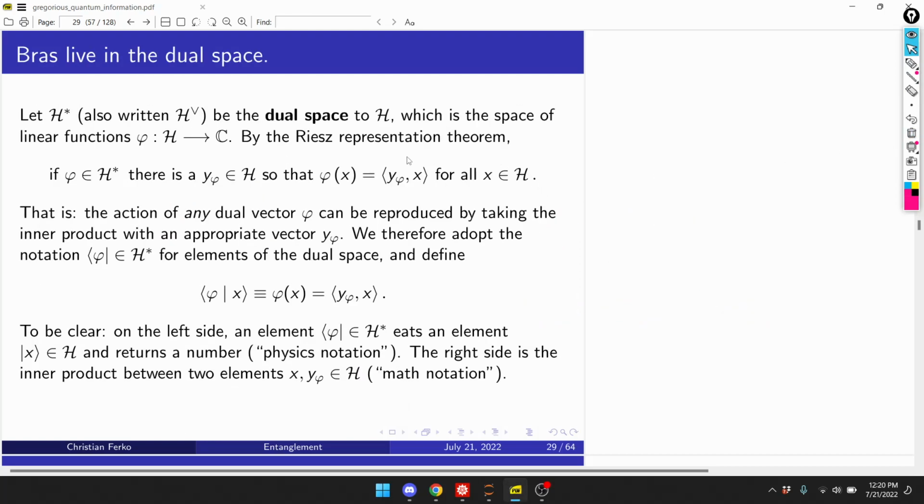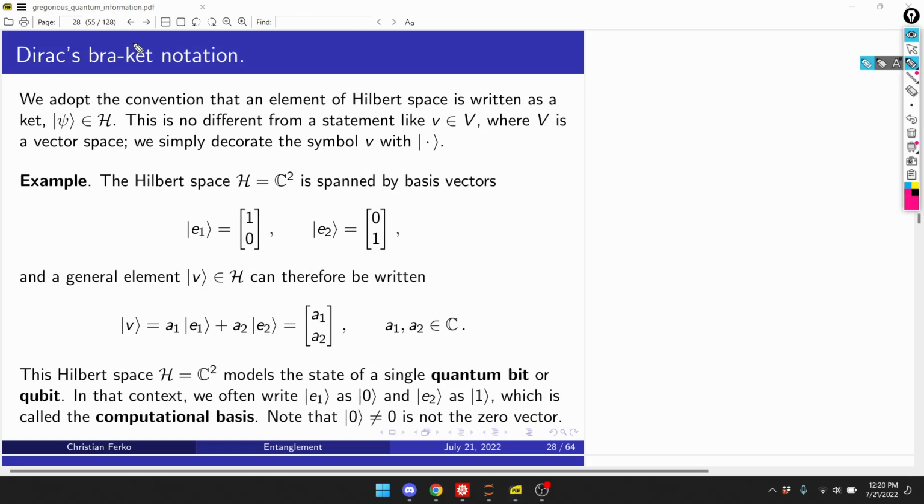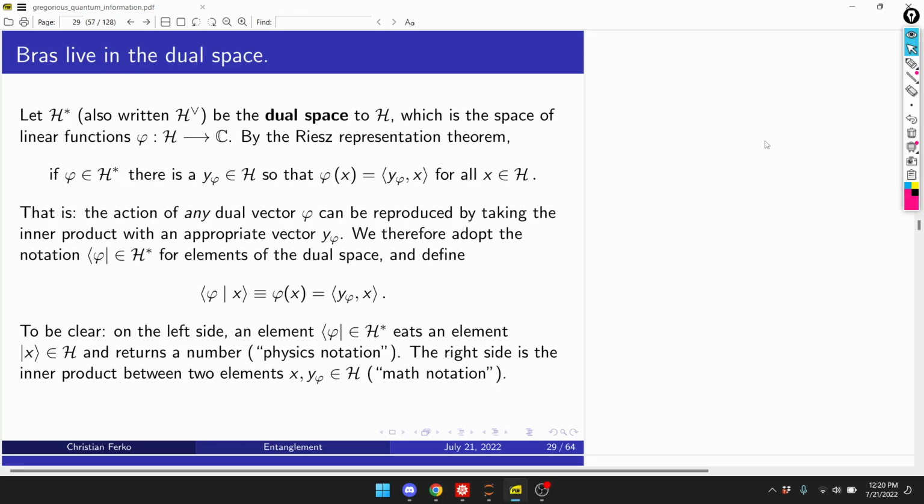Now, what about bras? This bra-ket notation has two components: there's kets and there's bras. What is a bra? A bra is an element of the dual space. So we know from linear algebra that H star, also sometimes written, for instance, in Tom's papers as H check or H V, is the dual space to H, which by definition is the space of linear functions, so functions from the Hilbert space H to the field C.